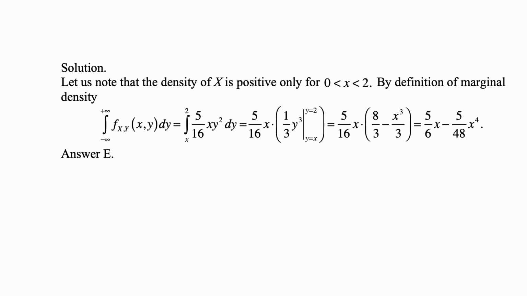Okay, well then we multiply it out, and this becomes 5/6 x minus 5/48 x to the fourth, and that's the density we're looking for, and that's answer E.